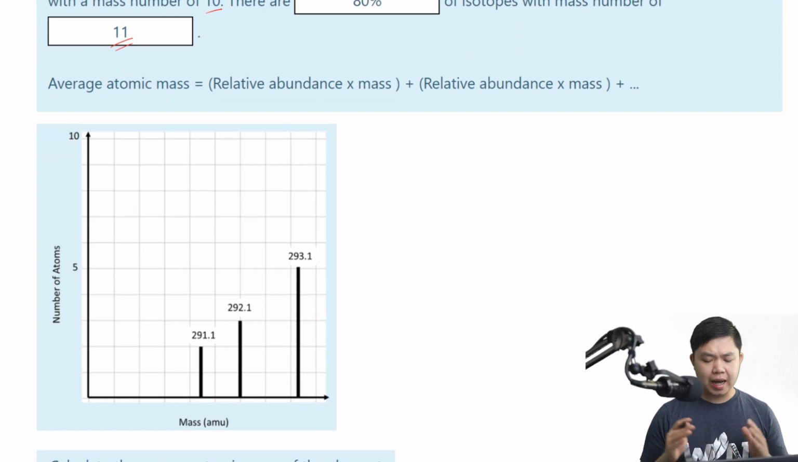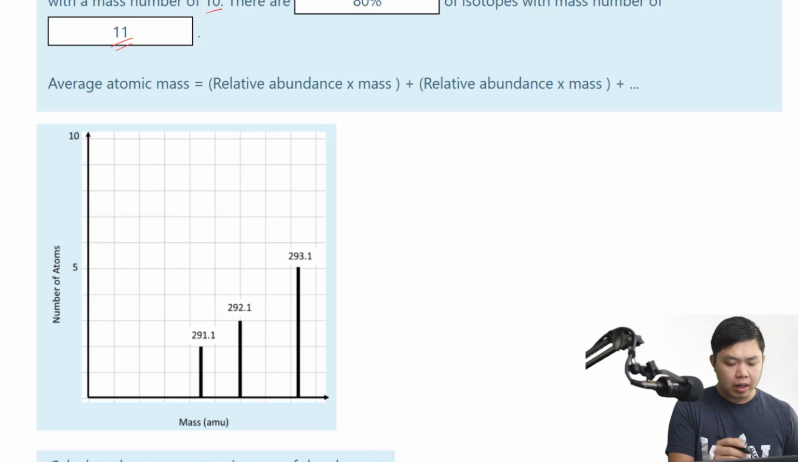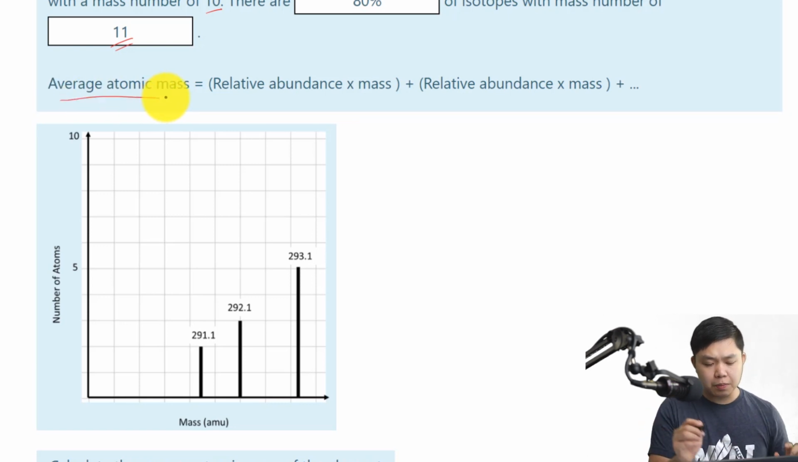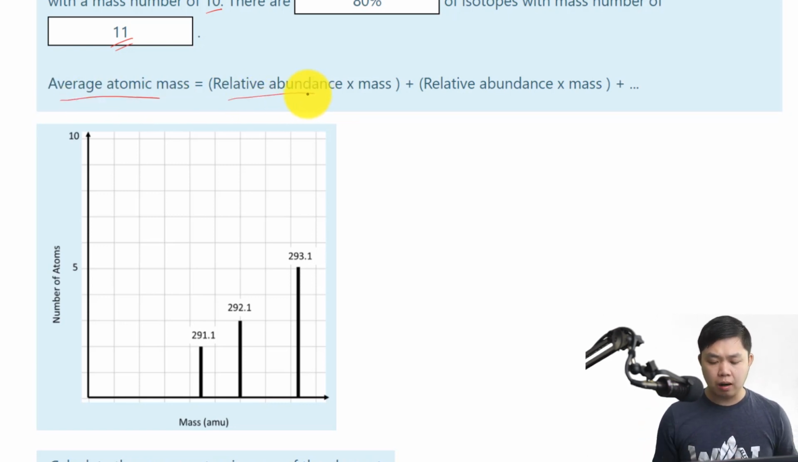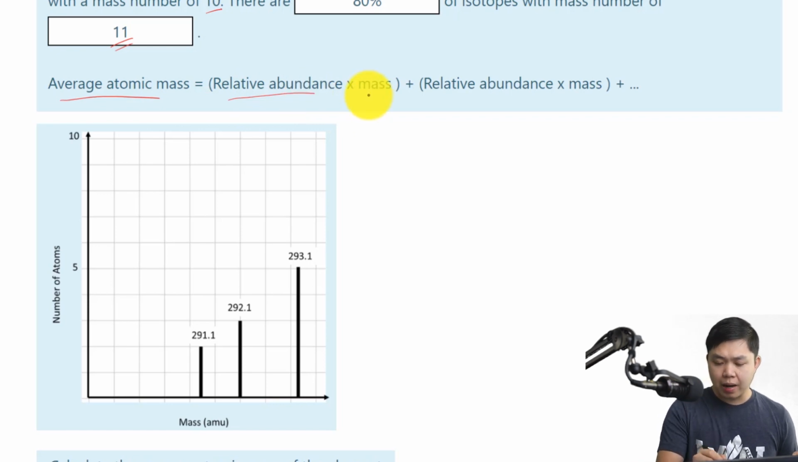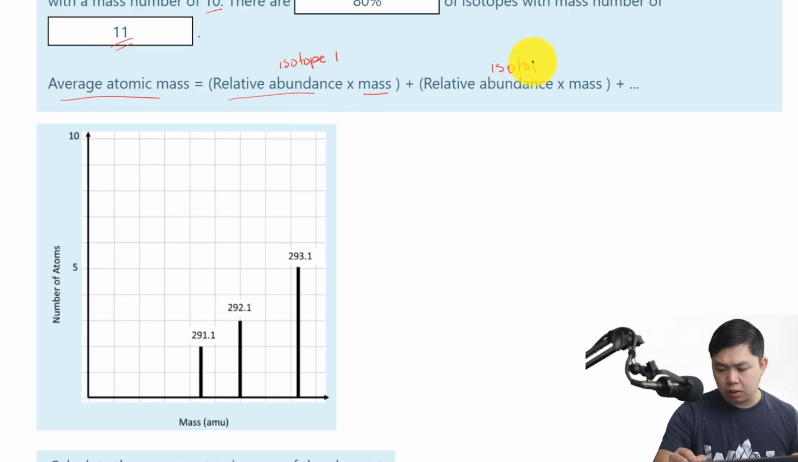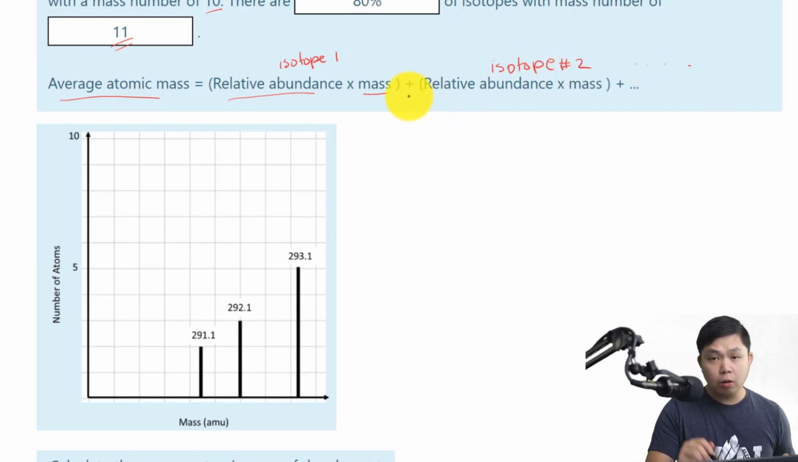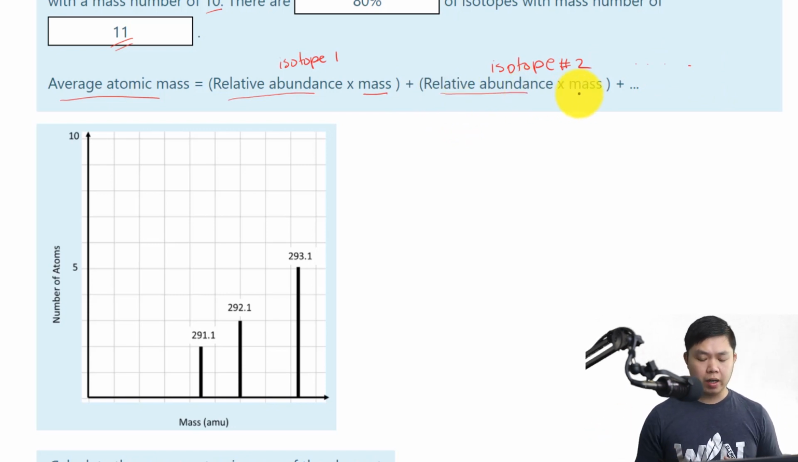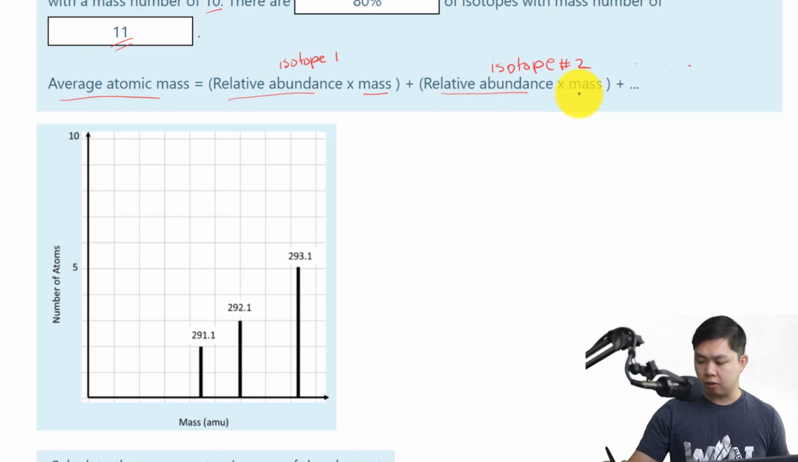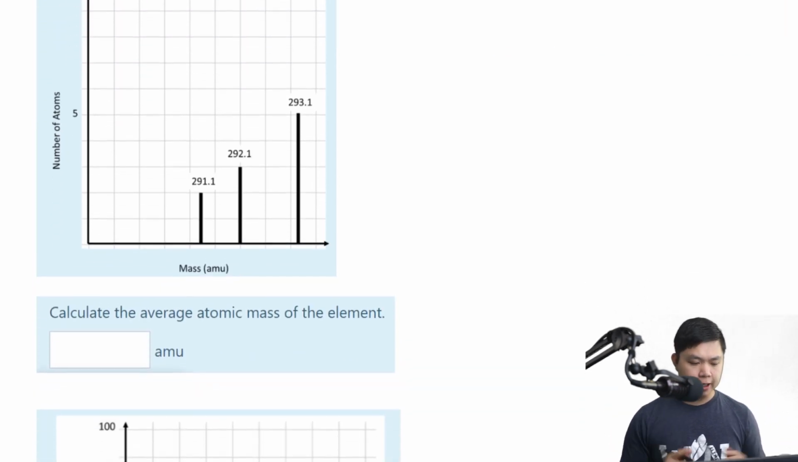Now let's do a basic calculation. When we put everything together into a formula, the average atomic mass of an element is basically the relative abundance of that specific isotope times the mass of that isotope. This is isotope 1, and this is isotope number 2, and so on, okay? Then we add the relative abundance times the mass of the next isotope, and we continue until we have all the isotopes. So let's do a basic calculation right here.